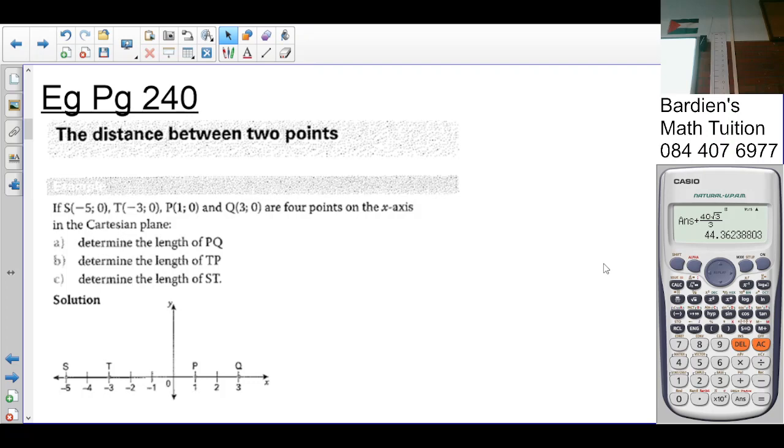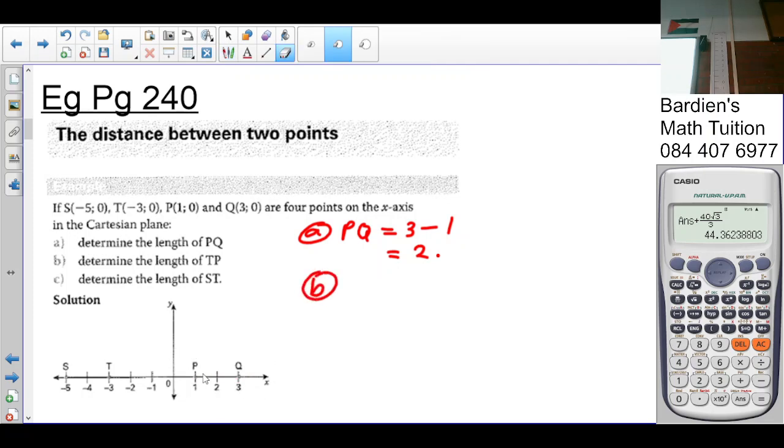If we look at PQ, this length here, from there to there, what is the length of PQ? It's going to be from 1 to 3. How can it be 4? It's 2. How do you get that? 3 minus 1, which is 2. Nice.